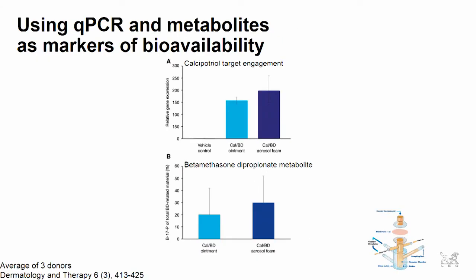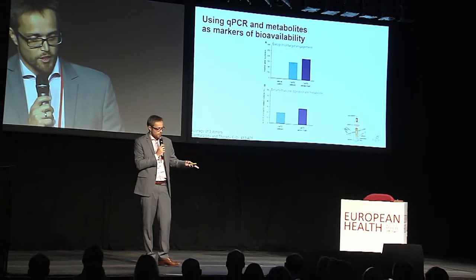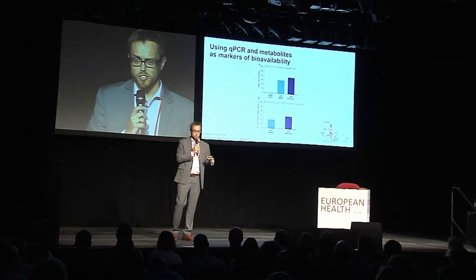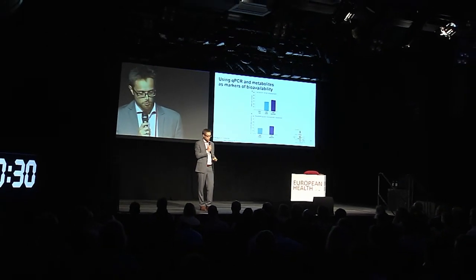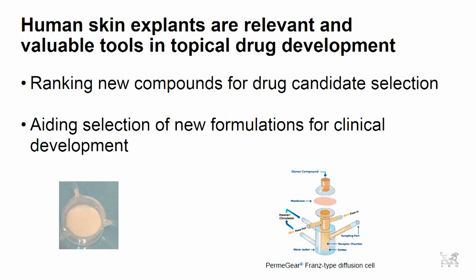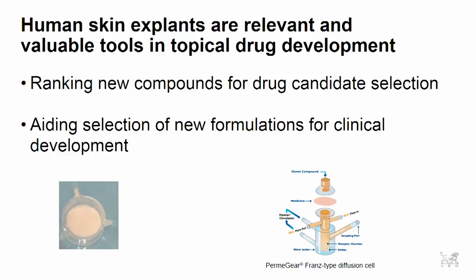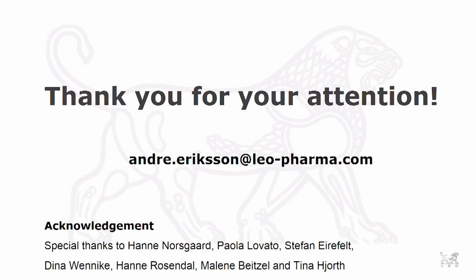So this is also an example where instead of using target engagement as we do on the upper panel for calcipotriol, for betamethasone dipropionate we can look at the metabolite, because if it's metabolized in the skin, it's probably also available for action. So in short, we use human skin explants as relevant and valuable tools in topical drug development. We can rank new compounds for drug candidate selection, and we can aid selection of new formulations for clinical development. So thank you for your attention.